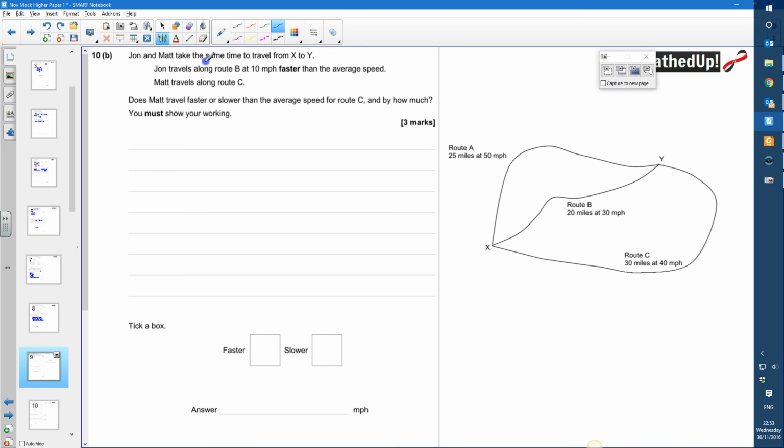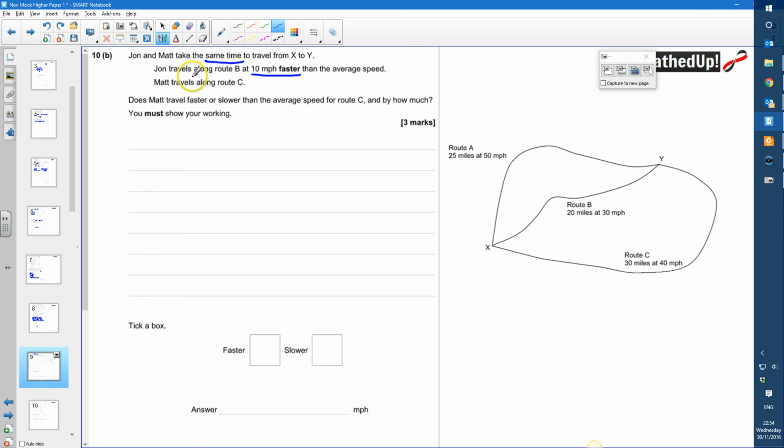Okay, John and Matt take the same time to travel from X to Y. John travels along B at 10 miles per hour faster than the average speed. So the average speed is 30 miles per hour, so John must travel at 40 miles per hour. Okay, Matt travels along route C, which is this one here. And we're being asked, does Matt travel faster or slower than the average speed for route C, and by how much? And we need to show our working out.